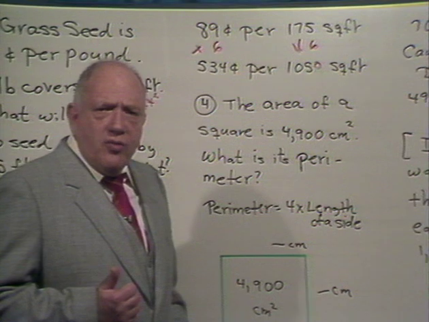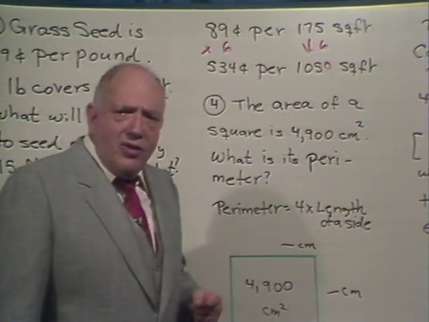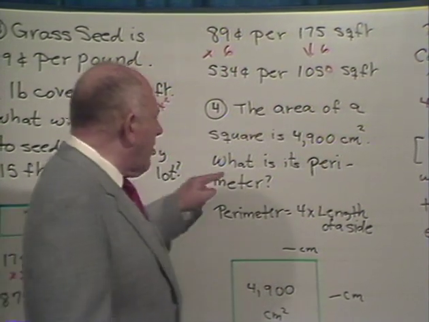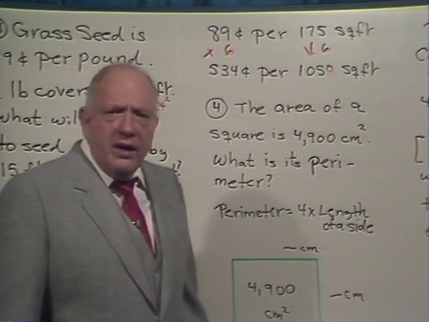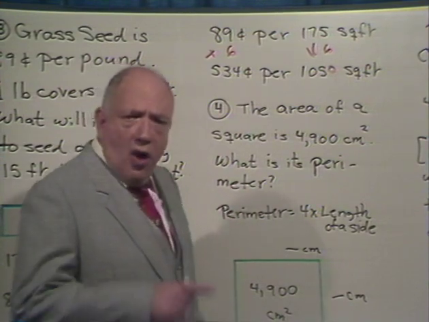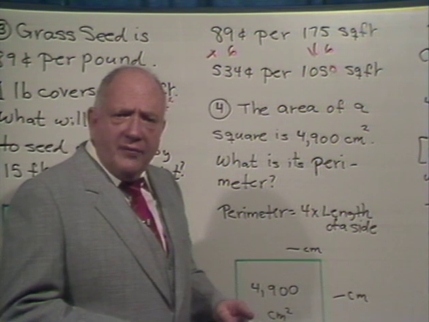See, now we've graduated by one level of sophistication. I've bypassed asking you how long each side is, but I'm going to require you to know that, because what the problem says is, based on this information, what is the perimeter? See, now you have to know what the perimeter is. And the perimeter is the total distance around, isn't it? And for a square, all 4 sides have the same length.